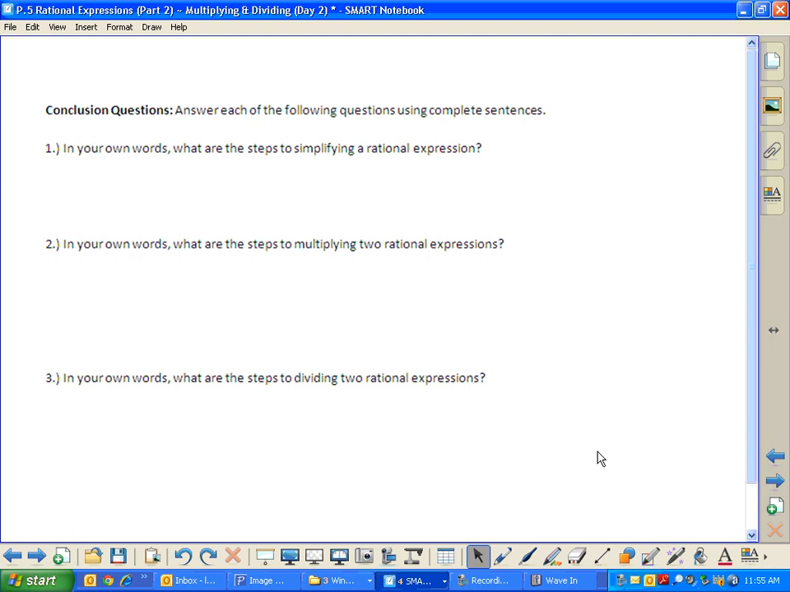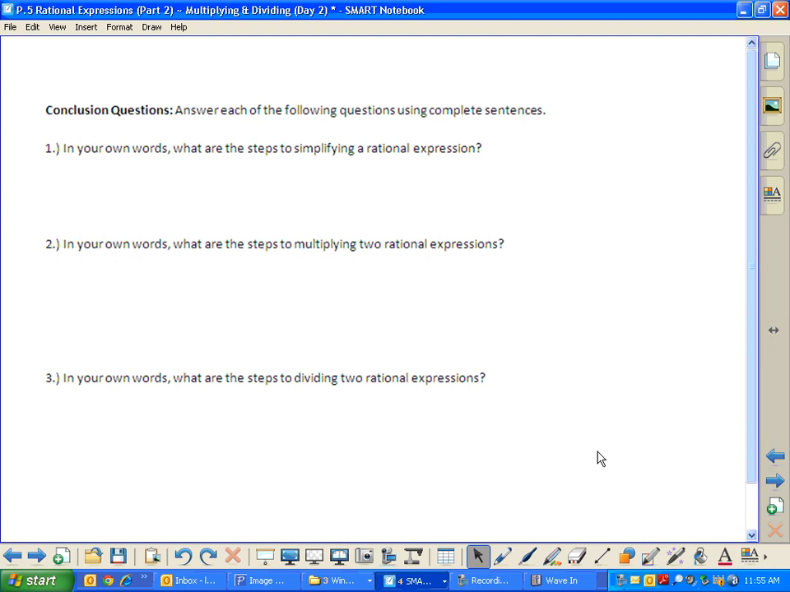And then in number 2, it says, in your own words, what are the steps to multiplying 2 rational expressions? And then lastly, in your own words, what are the steps to dividing 2 rational expressions? You're going to get a quiz from me next week. The quiz is 3 questions. You have to simplify, multiply, and divide rational expressions. It's real quick, 3 problems, just like this note sheet. Domain questions come up again on your test on operations with rational expressions.